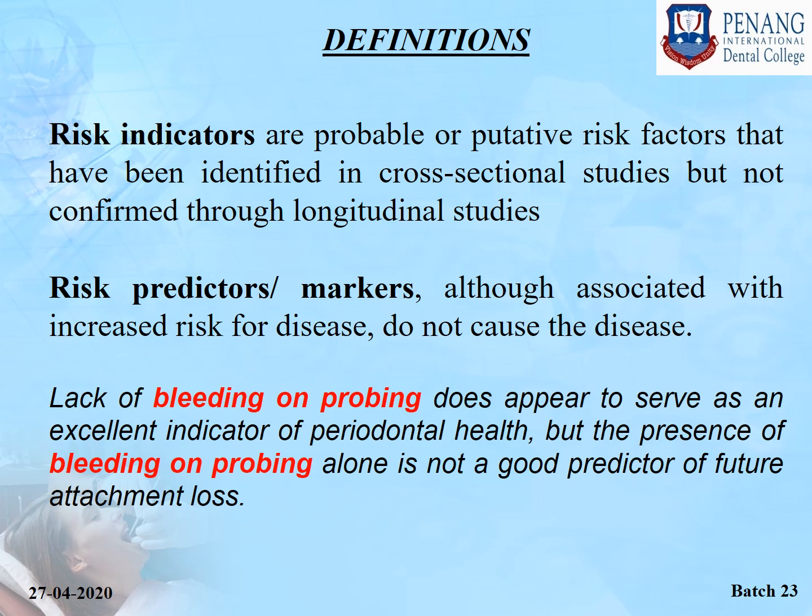For example, the first thing we do to check the patient's periodontal health is bleeding on probing. Lack of bleeding on probing does appear to serve as an excellent indicator of periodontal health, but the presence of bleeding on probing alone is not a good predictor for future attachment loss, because there are various other factors which determine future attachment loss, such as whether the patient is a smoker or has diabetes. So, if we know the patient's condition or the risk factors the patient has, we can either eliminate or reduce them to have a better future outcome of the treatment.